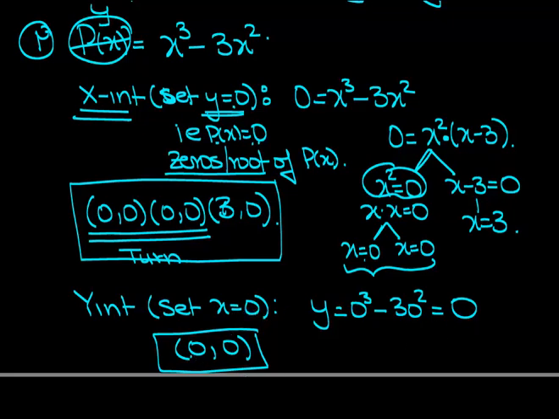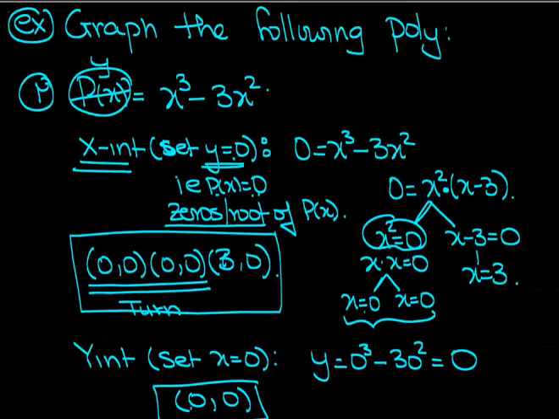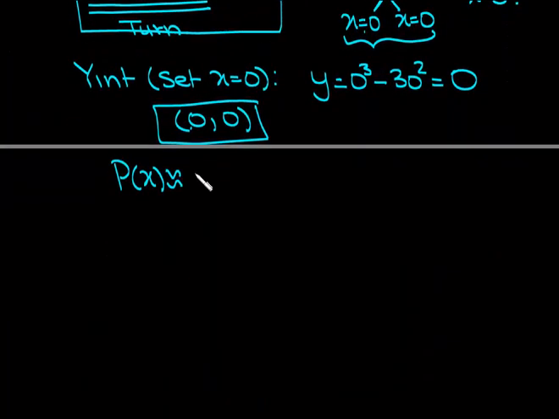Okay. The next thing I want to do is the extreme behavior. If you recall, how do we do extreme behavior? We keep the dominating term. So what is my dominating term in my polynomial? It's just x cubed, because out of these two terms, this is the one with the higher exponent. So this is the one that's going to have a larger effect in the long run. So we get x cubed.